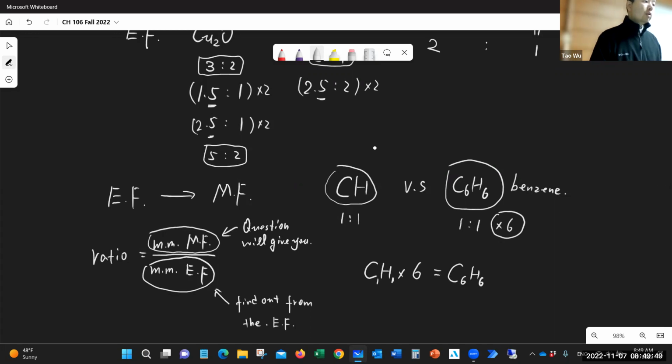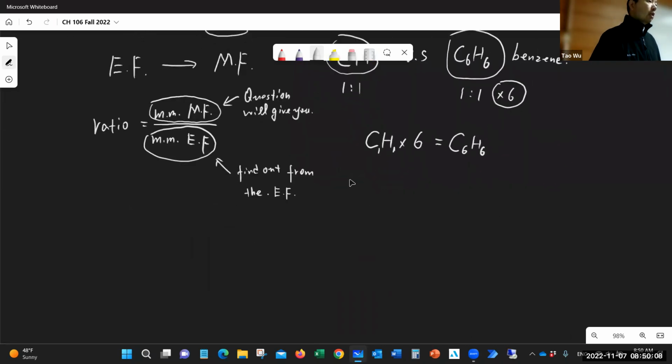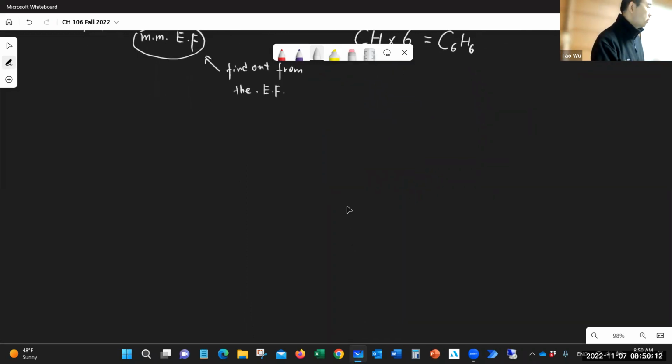So this is how we figure out the molecular formula. Usually the empirical formula and molecular formula questions will be combined together, or sometimes they are separate. Generally those types of questions are very, very similar.